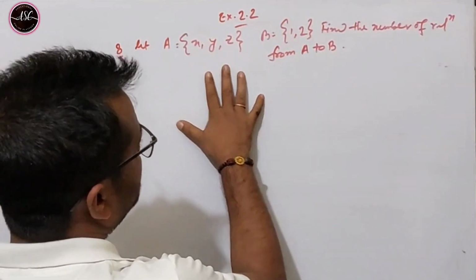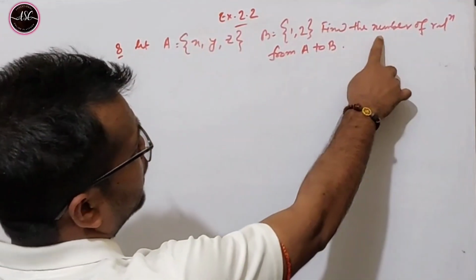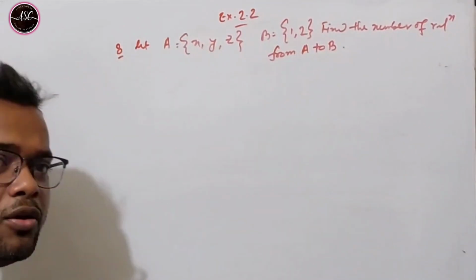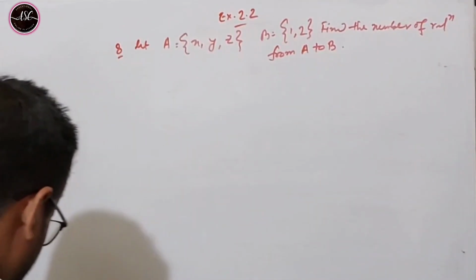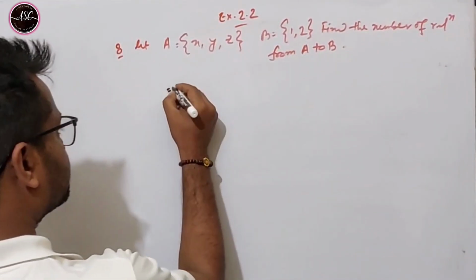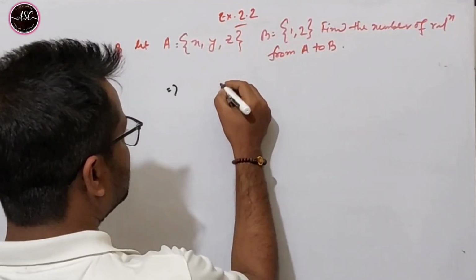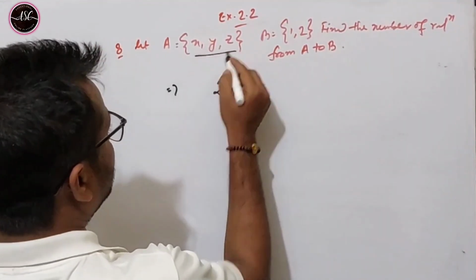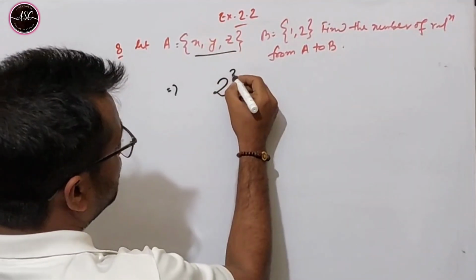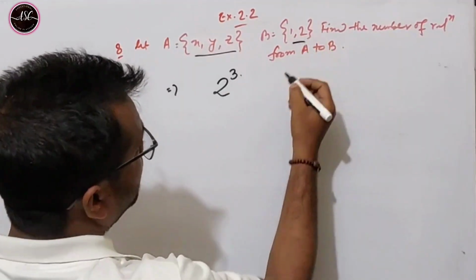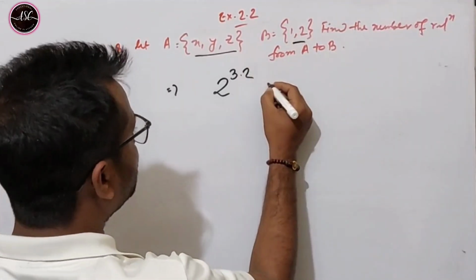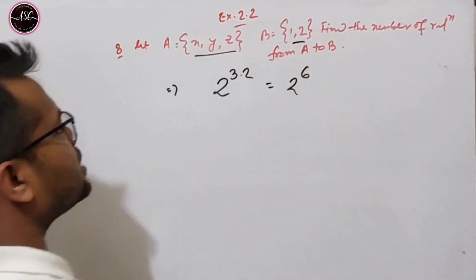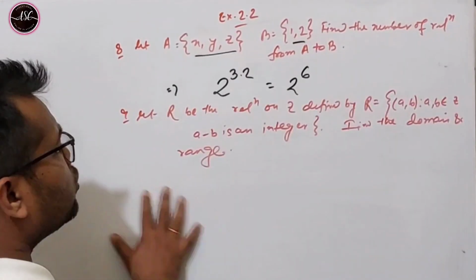A equal to {x, y, z}, B equal to {1, 2}. Find the number of relations from A to B. We have previously done this in the note. So this answer will be the number of relations, 2 to the power. Here the number of elements of A is 3 and the number of elements in B is 2. So 2 to the power 6.